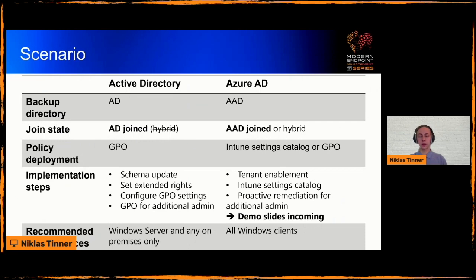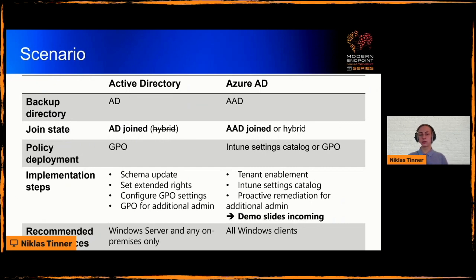From my perspective, I would go for this scenario for Windows servers and any other device which is on-premise only or not even hybrid joined. For Azure AD, the backup directory, yeah, obviously Azure AD.